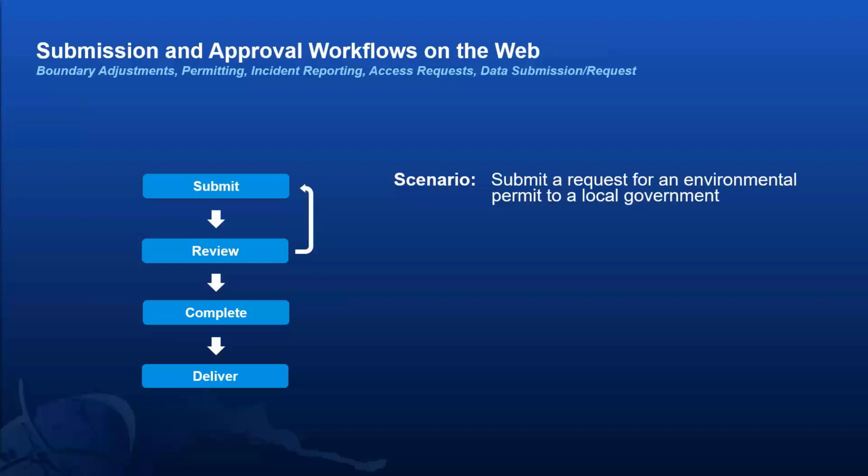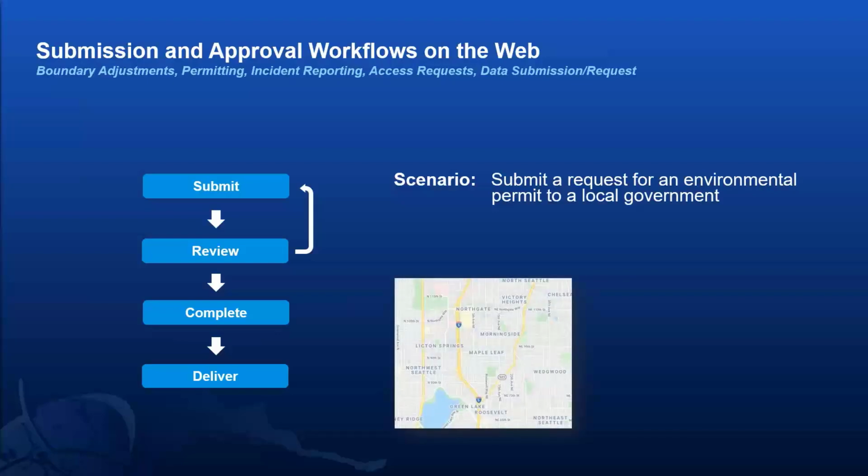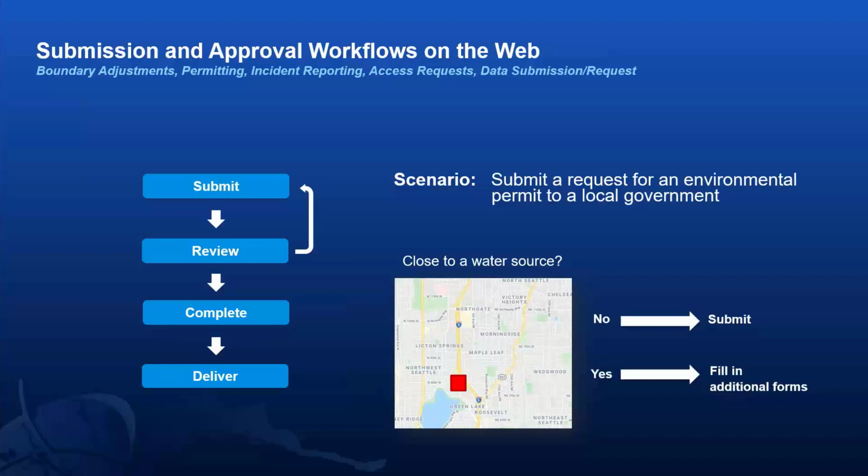So in a use case like a permit, it might be relevant if the work were close to a water source, and if no, then it could proceed. And if it was, then you would need to do some additional analysis, like fill in some forms and things like that. So this will be showcasing from the perspective of the submitter, kind of getting into that workflow and making that submission, and the system will guide you.